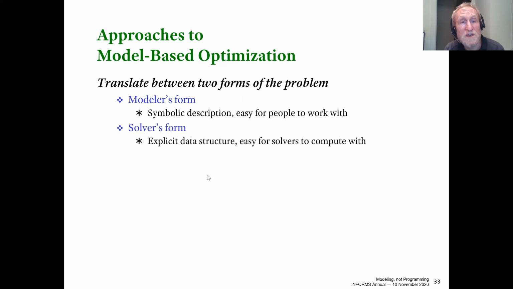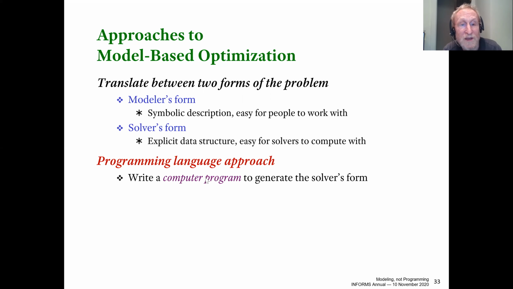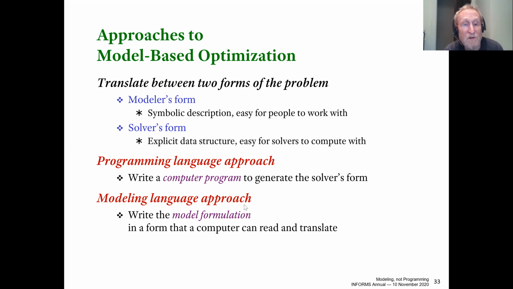And there are two approaches to translating between them. One is a programming language approach. Write a computer program to generate the solver's form, given your knowledge of the modeler's form. And there's a modeling language approach where you write the model formulation in a form that the computer can read and translate automatically. Now, I'm not going to say anything more about these two approaches because the modeling language approach has pretty much won out at this point. It has become the standard way of doing things. And so from now on, I'm going to assume that we're going to take the modeling language approach here.